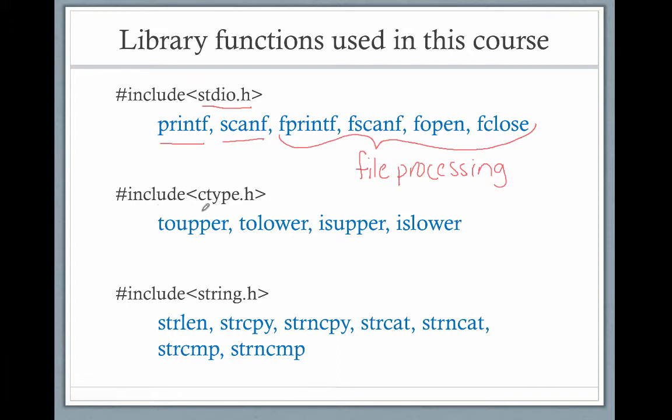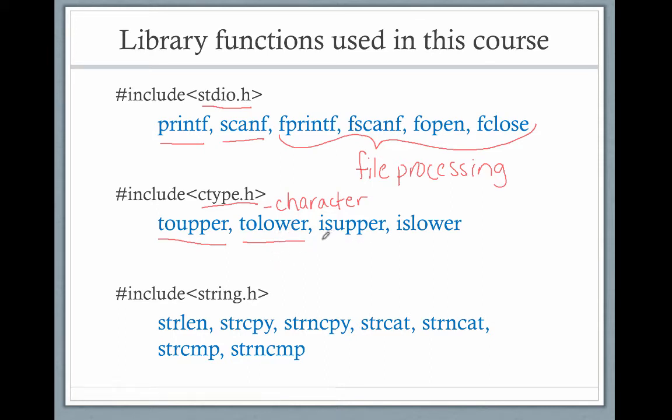The other library we will use is ctype.h. This is used for character processing. The functions that we will use are toUpper, which takes a character and changes it to uppercase, and toLower, which takes a character and changes it to lowercase. If you call toLower and give it a character that's already lowercase, it'll just still be lowercase.